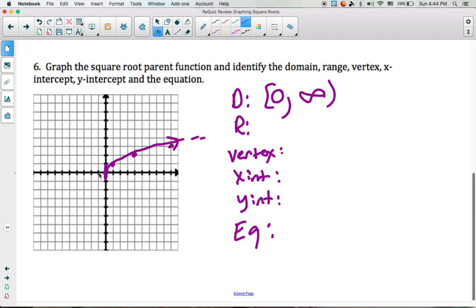The range is the bottom and the top of the graph, so put your finger and go to the very bottom and ask yourself, what is that y value at the bottom? Well, that would be 0. And then put your finger and go up to the top of the graph, which is an arrow. It keeps going up, so if you go up on the y-axis, that would take you to infinity.